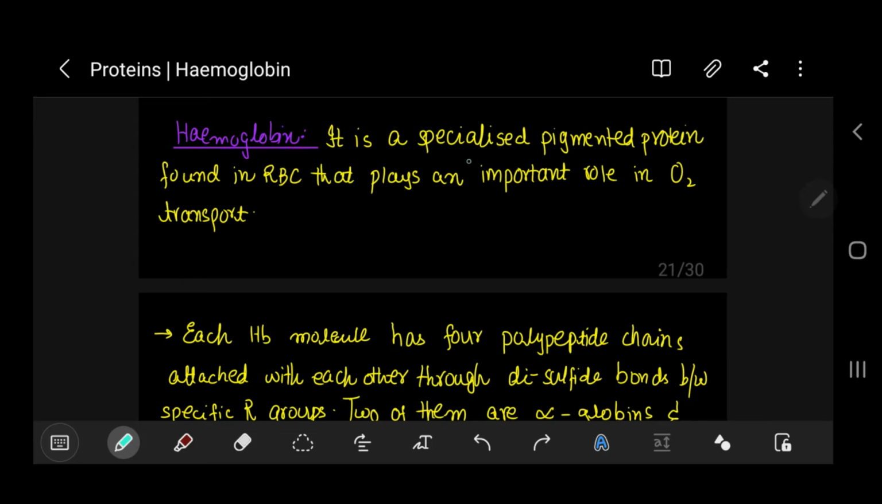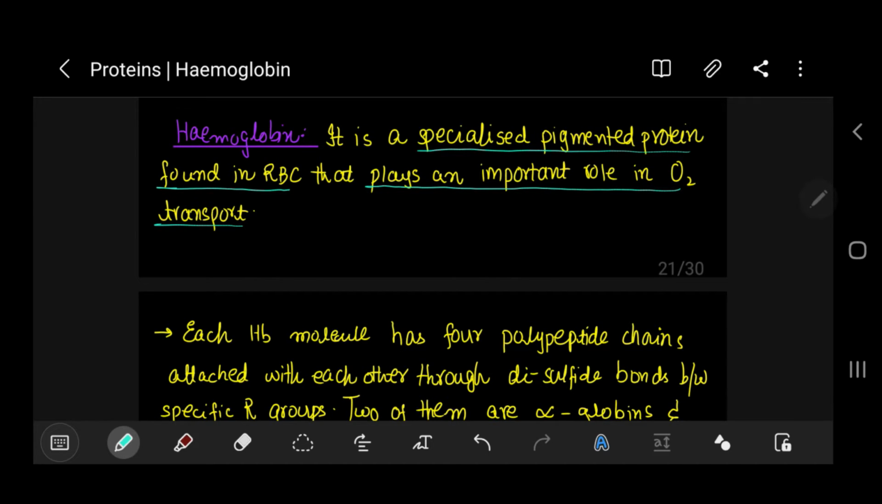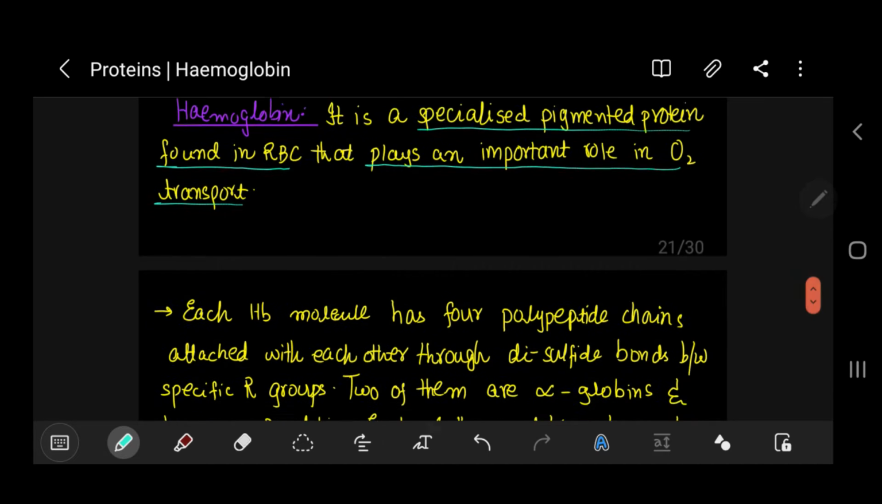Hemoglobin is a globular protein, as we all know. It is a specialized pigmented protein found in RBC, red blood cells, that plays an important role in oxygen transport. Okay, pretty clear.